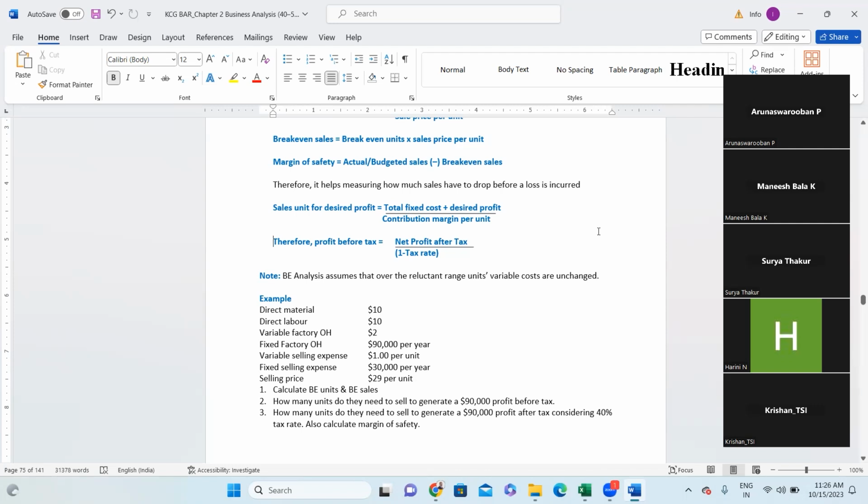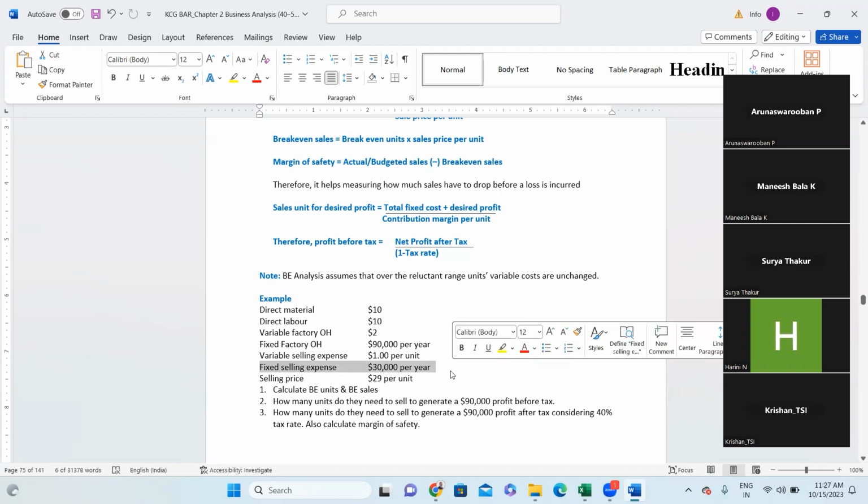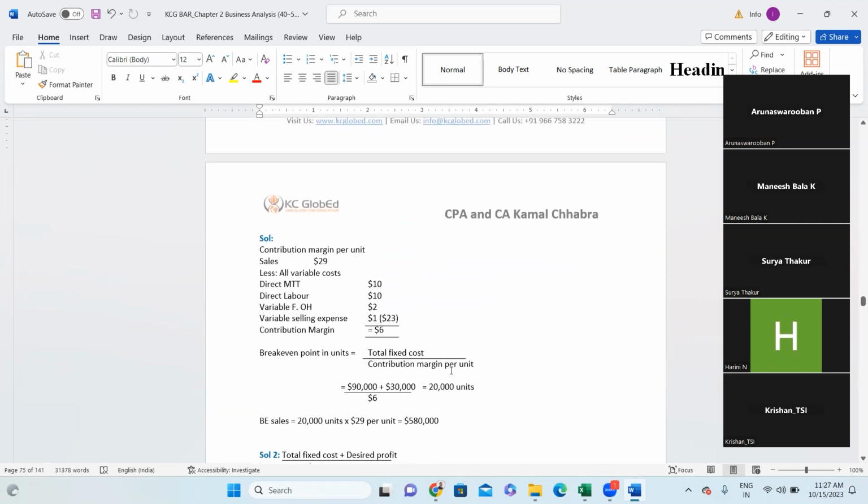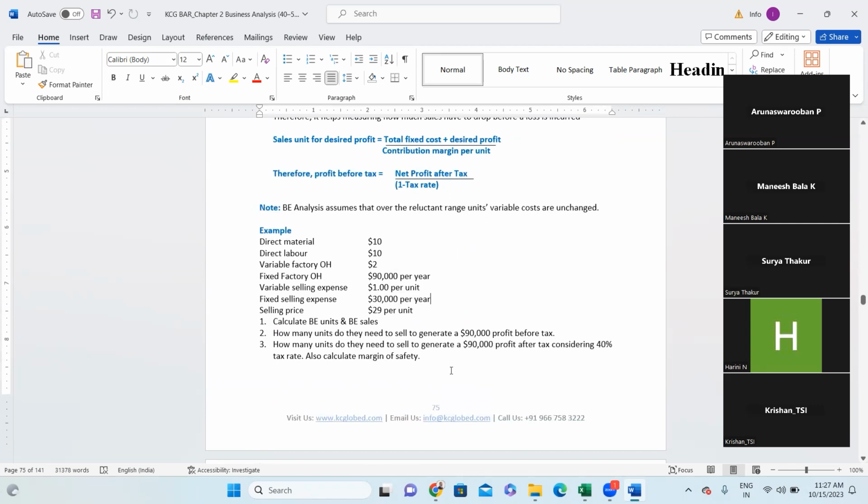Yeah, Harini. I'm here, Kamal. Yes. So what is the formula for calculation of break-even units? Total fixed cost divided by contribution margin per unit. So what is total fixed cost? The factory fixed cost 90,000 plus selling fixed cost 30,000, right? How much is total? 120,000. 120,000, right? That's a fixed cost.